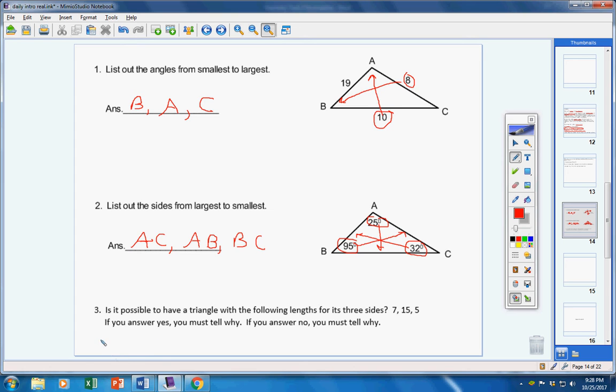Now, number 3. Is it possible to have a triangle with these three lengths? Well, the answer is no. Your two smallest sides, when you add them together, must always be greater than the longest side. Always. So 7 plus 5 is 12. 12 is not greater than 15. So it is impossible to have a triangle with these measurements here.